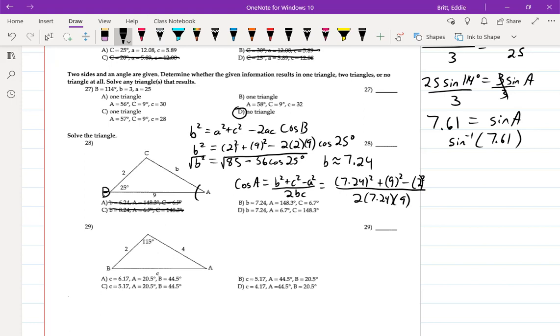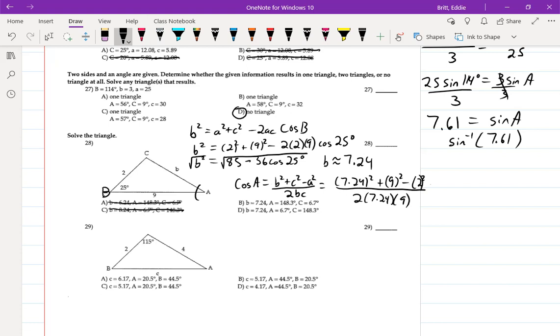So 7.24 squared plus 9 squared minus 2 squared, divided by, and then I'm going to put all this in parentheses, 2 times 7.24 times 9. All right, so I got 0.993075506. So in my calculator, I'm going to hit second cosine, and then I can hit second, and the little minus symbol puts the last answer in for me.